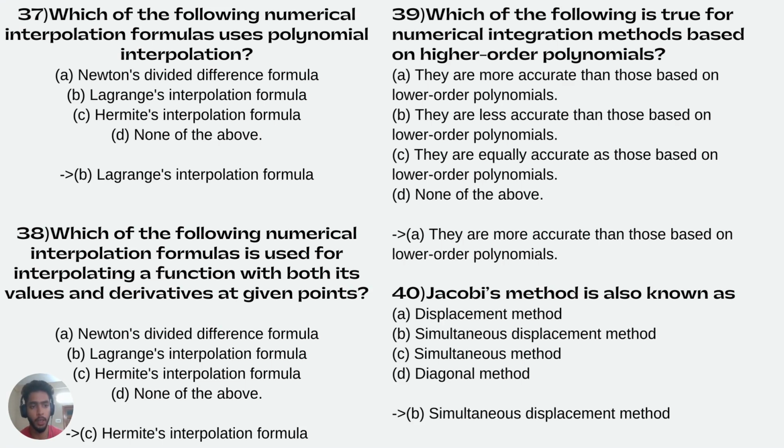Which of the following numerical interpolation formula is used for interpolating a function with both its values and derivatives at a given point? Again, it's been explained clearly in the previous two questions that here we use the Hermite interpolation method. Hermite interpolation is an advanced version of the Lagrange interpolation method. It operates on an unequal interval, and it is used to interpolate a function with both its values and derivative at a given point. So option C is going to be our answer.